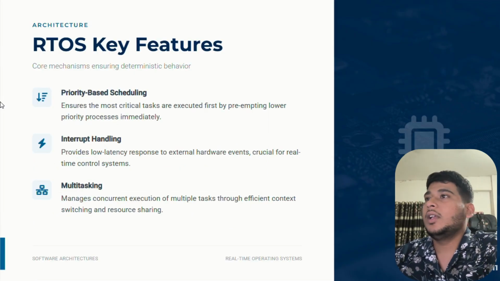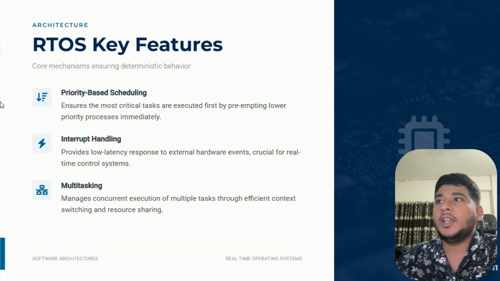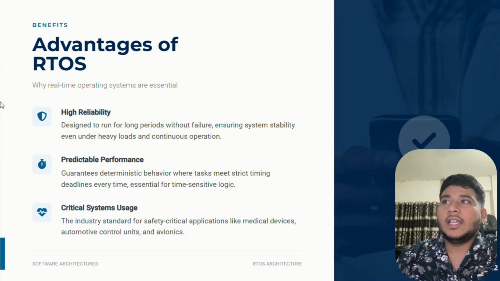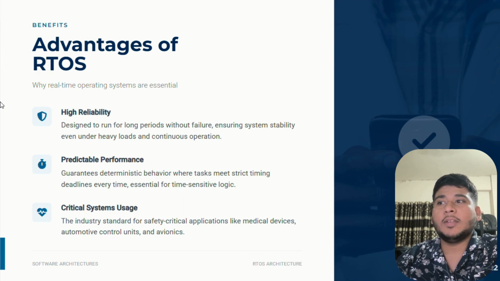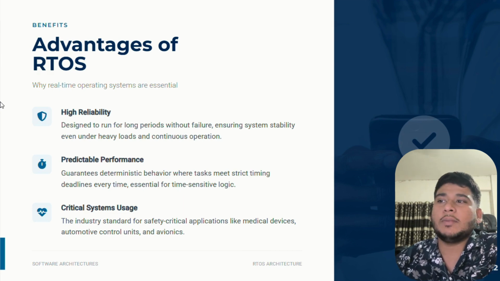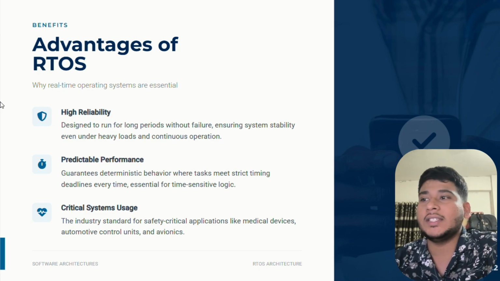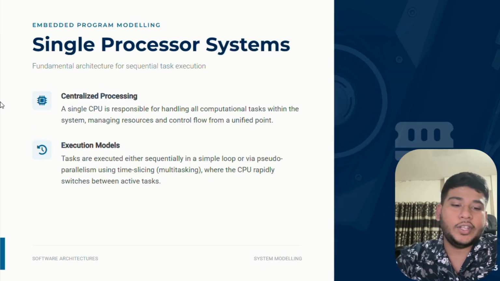Then the architecture of RTOS. Key features are core mechanisms ensuring deterministic behavior: priority-based scheduling, interrupt handling, and multitasking. Benefits of RTOS are high reliability, predictable performance, and critical system uses. It is the industry standard for safety-critical applications like medical devices, automotive control units, and avionics.